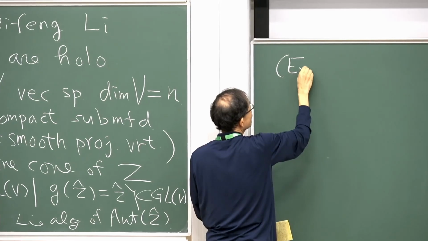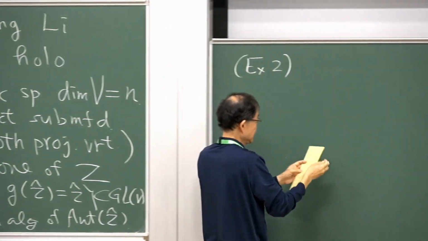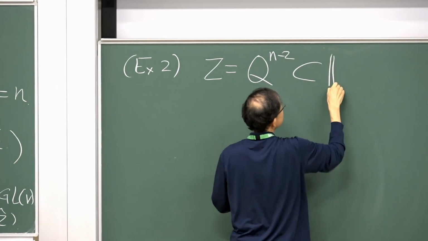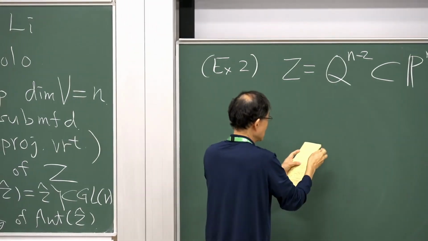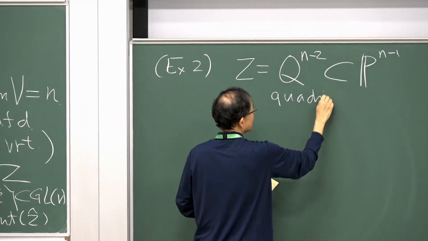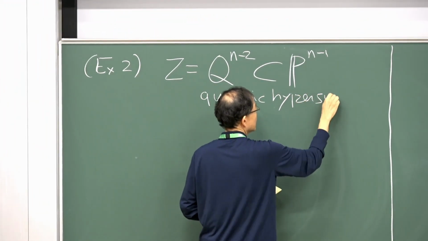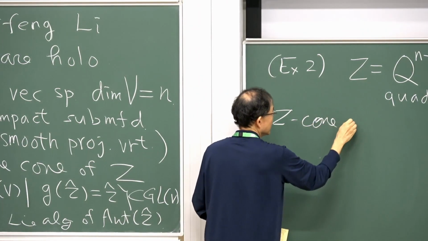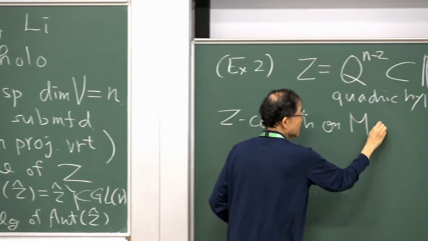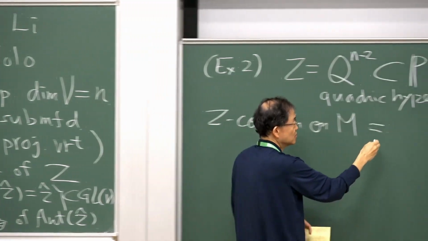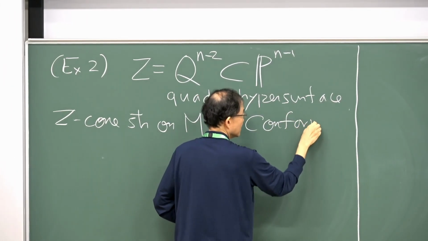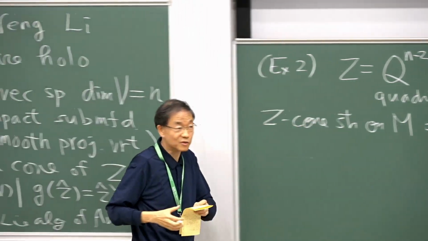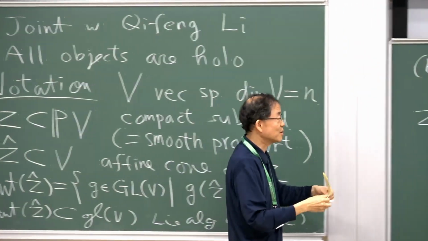And then example 2. When Z is a quadratic hypersurface, then Z cone structure on M is nothing but conformal structure. So this is something we heard a lot this week. Something many people start with.